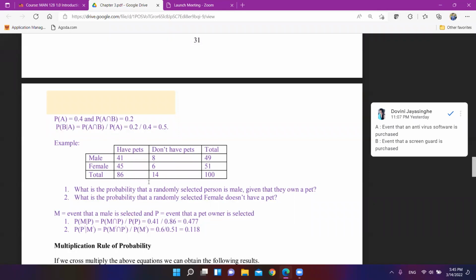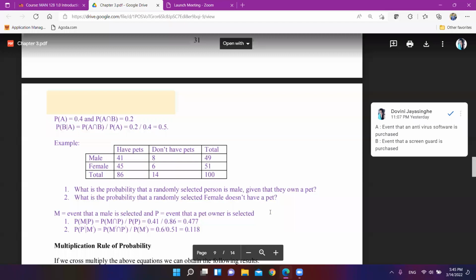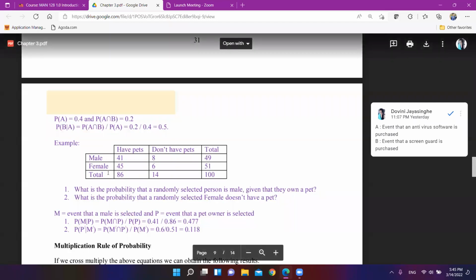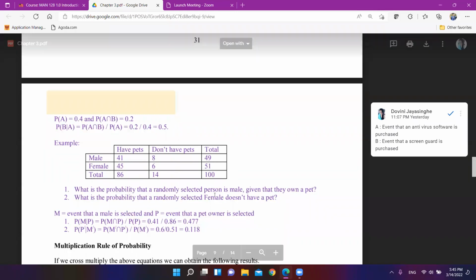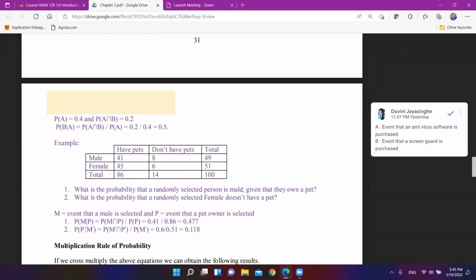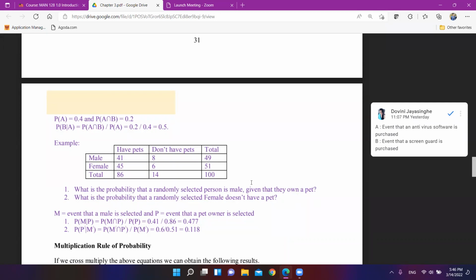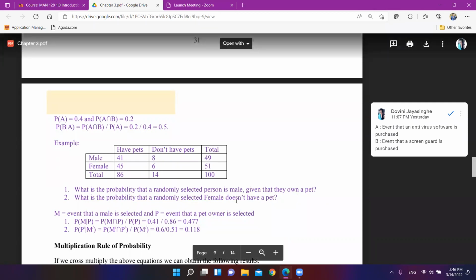Adding these two gives 100, and adding these two also gives 100. So this is how you read a contingency table or a two-way table. That is just a name given to it. There are two variables. What is the probability that a randomly selected person is male given that they own a pet? It directly asks a conditional probability: given that they own a pet, what is the probability that the person is a male?